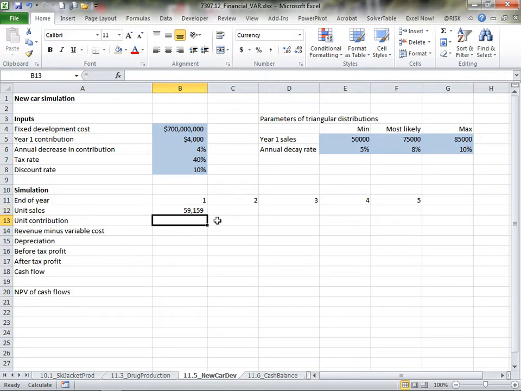Unit contribution is the value that I get for year one. And basically what I need to know now is my revenue minus my variable cost. Well, that's my contribution per unit. Now you'll see why we're doing it this way in a second, if it doesn't quite make sense just yet. But my revenue minus my variable cost is going to be equal to basically my unit sales times my contribution, okay?